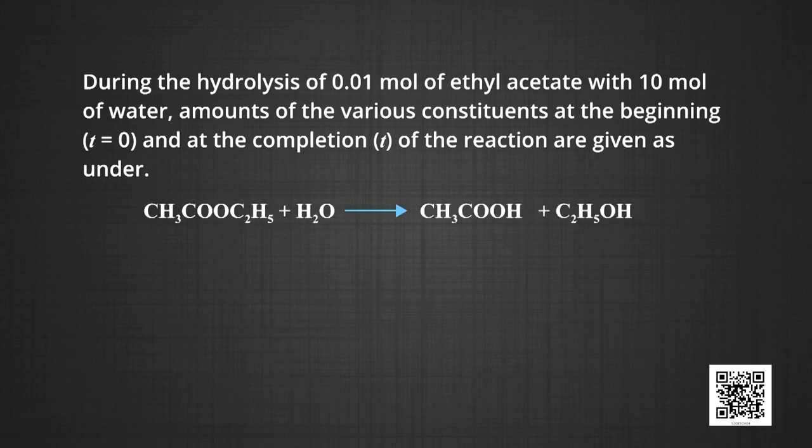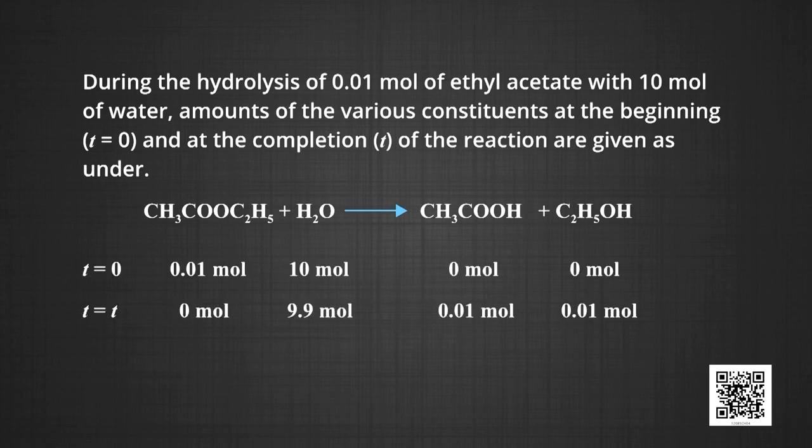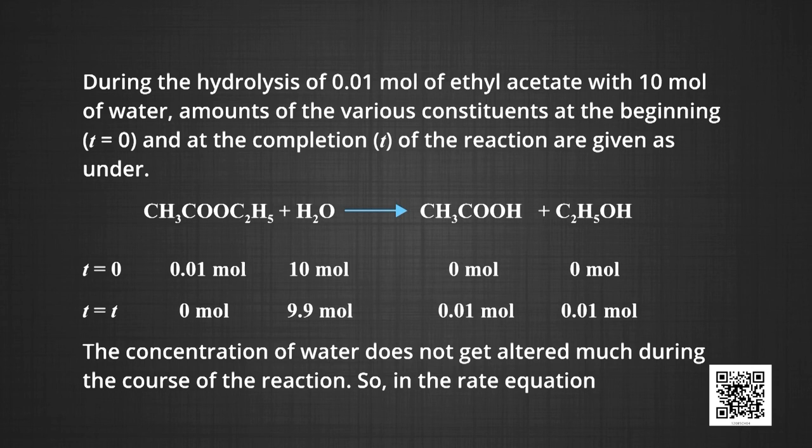That is, CH3COOC2H5 plus water gives acetic acid CH3COOH plus ethyl alcohol, C2H5OH. Now, for this equation and the reaction, the data is in front of you. And from the given data, you can see that the concentration of the water does not get altered much during the course of the reaction.